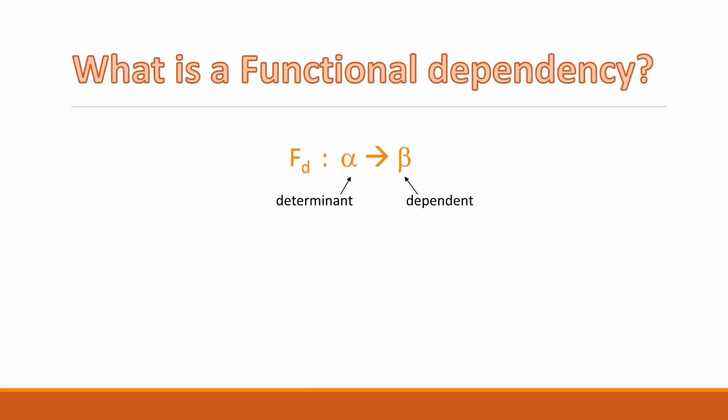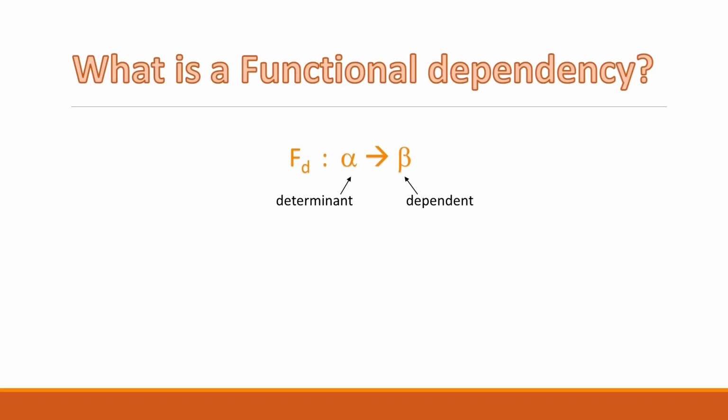Let us start with the very basic question, what is a functional dependency? Here I have denoted functional dependency by FD. So, a functional dependency from alpha to beta means that if we know the value of alpha, we can search the corresponding value of beta. Here, the value of alpha helps to determine the value of beta. So, alpha is called the determinant, whereas beta is called the dependent because it depends on the value of alpha.